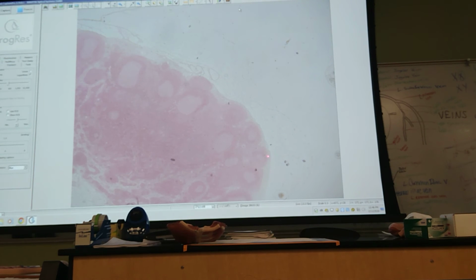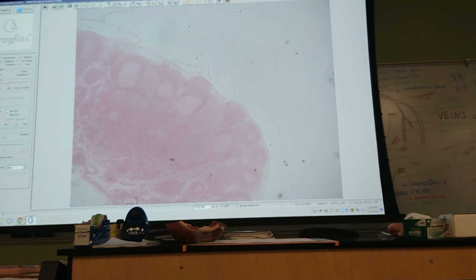Still has a capsule. It's in the same place, hugging the organ. But there's all this material outside of that. That's the pericapsular tissue, only found in lymph nodes. And there are several features found in the pericapsular tissue.